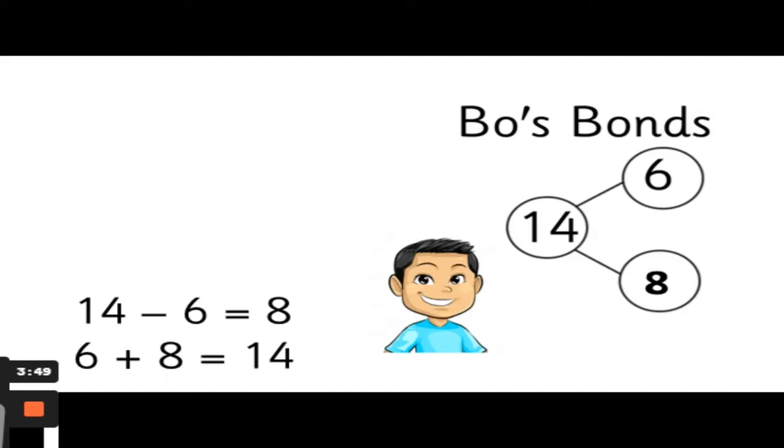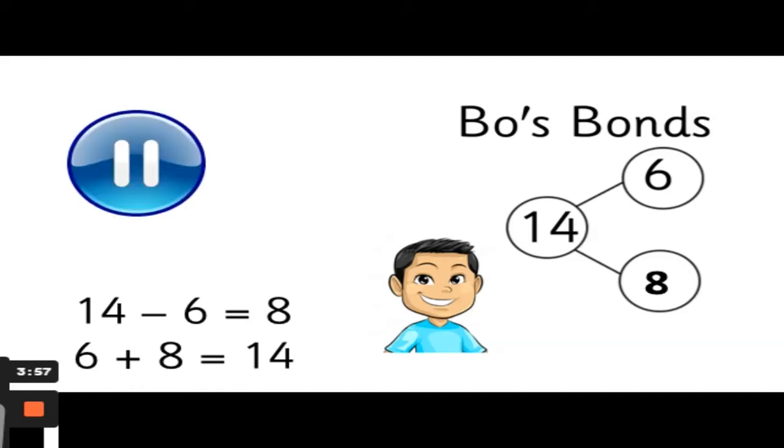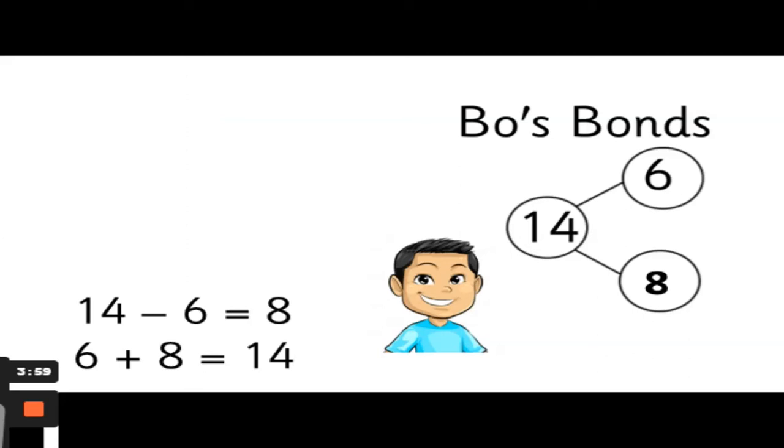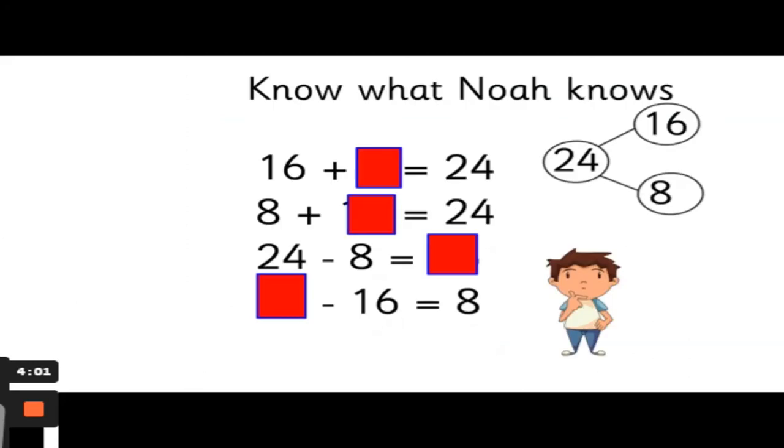So we know our part is 6, our other part is 8, and our whole is 14. I want you to say that to yourself now, so that you know it really well. Brilliant work, year 1, well done. So now we have done Bo's bonds, we are ready to go to what Noah knows. Let's see what Noah knows.